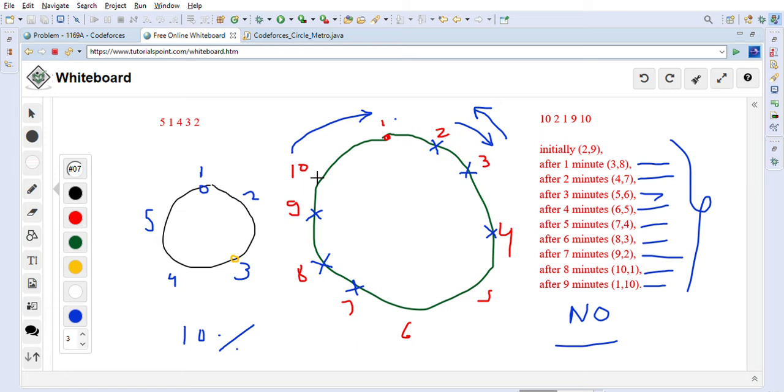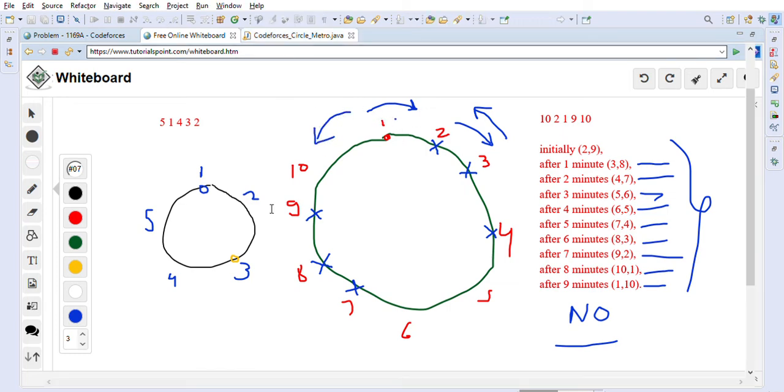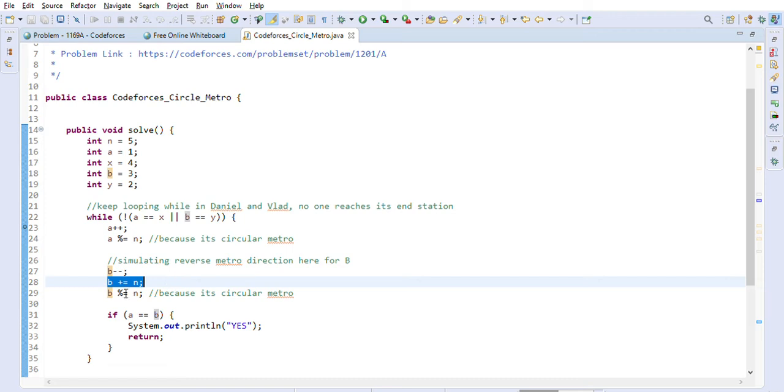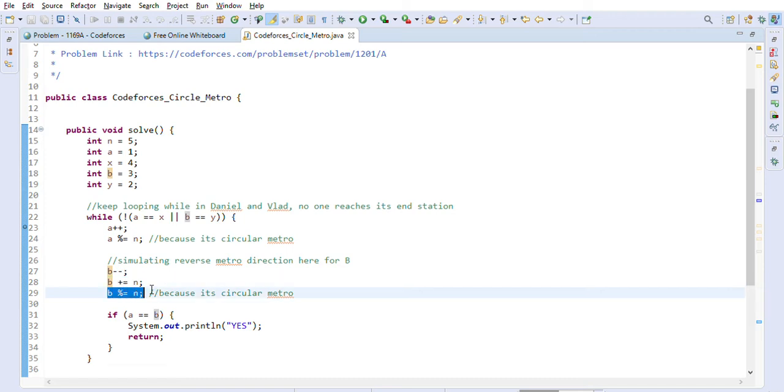So let me just write down this. Forward direction means you are going in this direction. We saw the forward direction. Now we will see the backward direction. In the backward direction, we will subtract from b and we will just add n into b, and we will do mod, b is equal to b mod n.